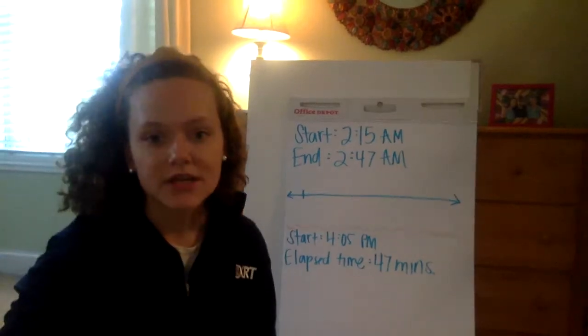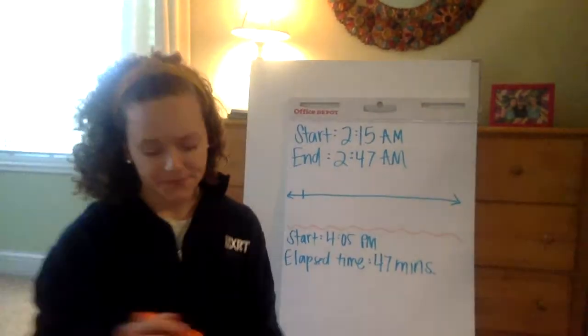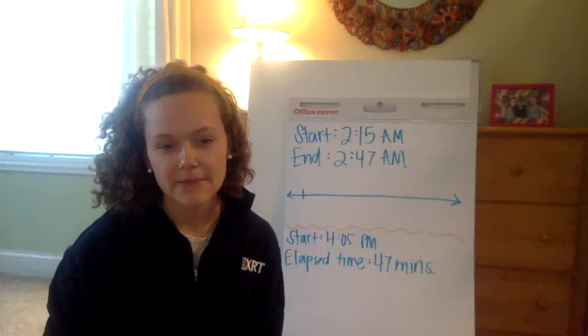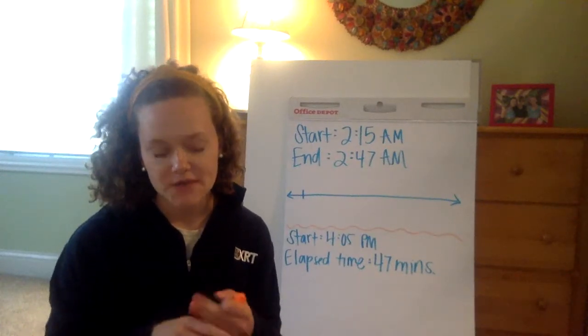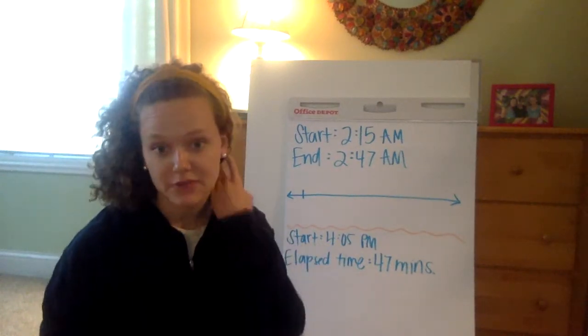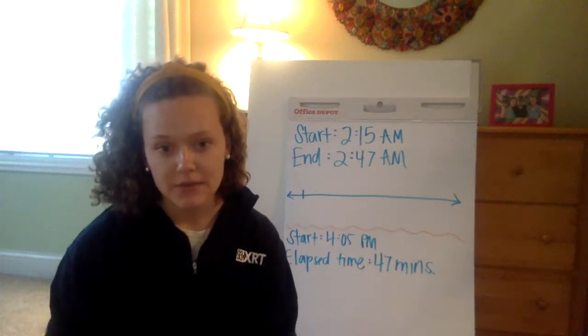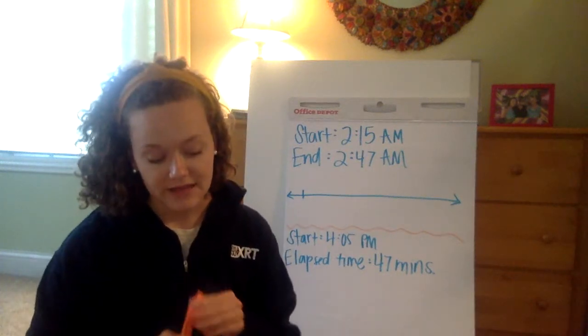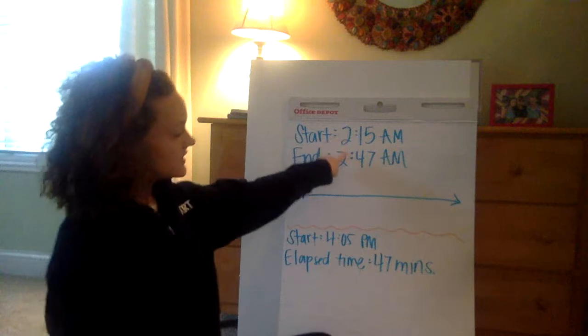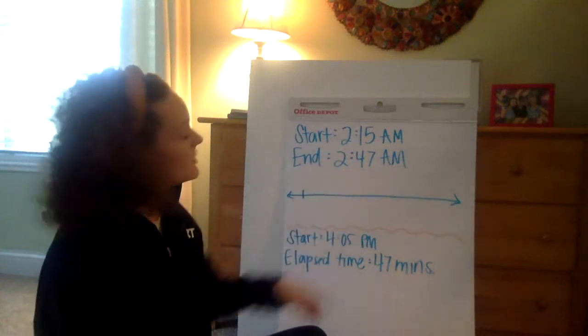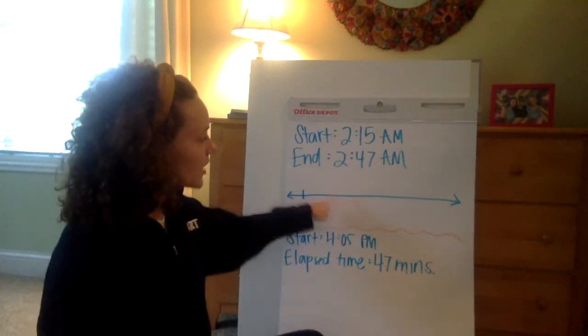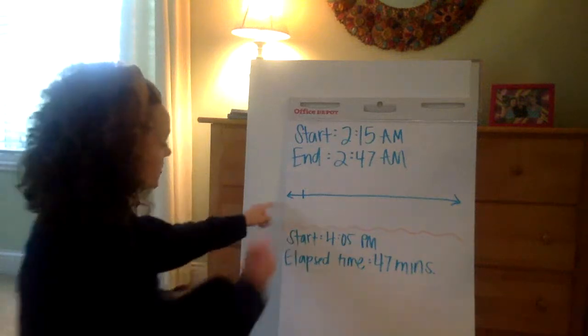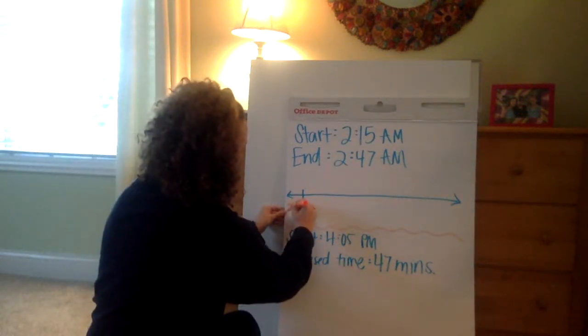Okay, so we're going to try another one where the elapsed time might not be as easy just to count by fives with, so we might need a number line for this one. So I'm going to show you guys how to do it with a number line, and we will figure out the elapsed time between 2:15 a.m. and 2:47 a.m. So on our number line, our start time is 2:15, so we're going to make sure our first number we put down is 2:15.